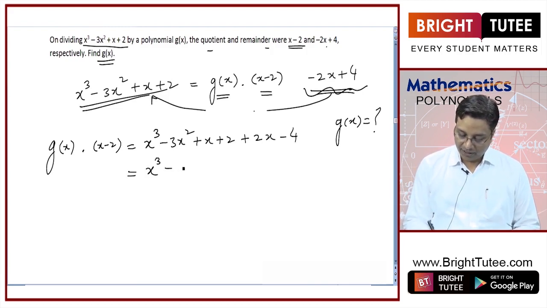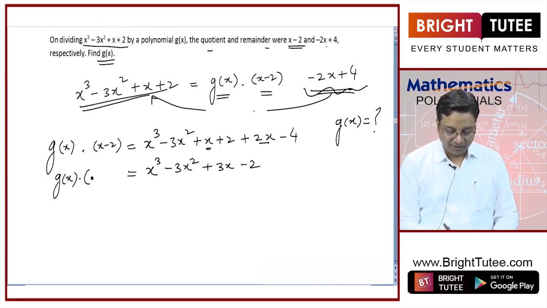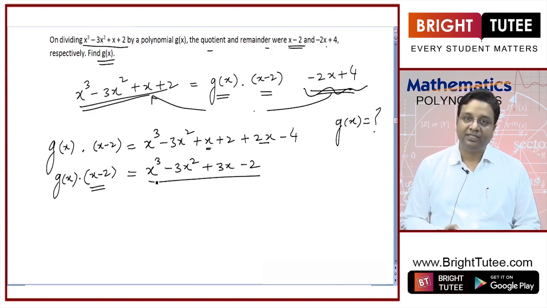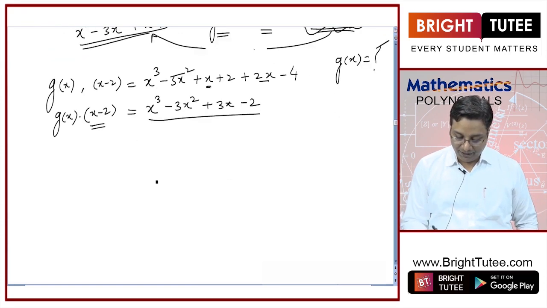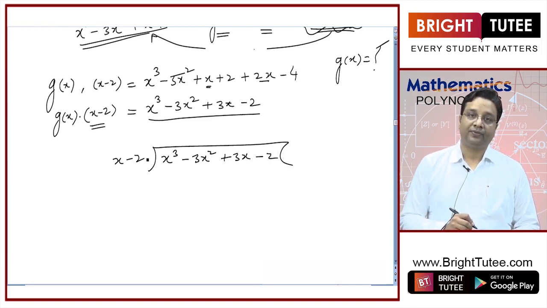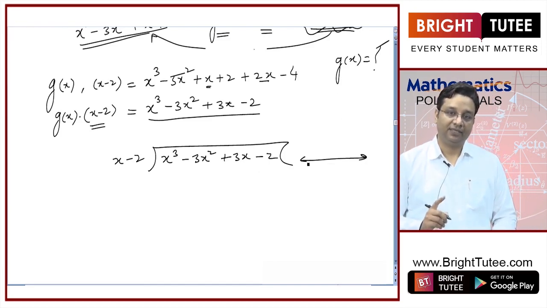So x cube minus 3x square plus 2x plus x will give me plus 3x, 2 minus 4 will give me minus 2. Now g(x) into something, x minus 2, is equal to this. So what will be g(x)? g(x) will obviously be what I get when I divide x cube minus 3x square plus 3x minus 2 by x minus 2, right? What I get here will be my g(x), right?